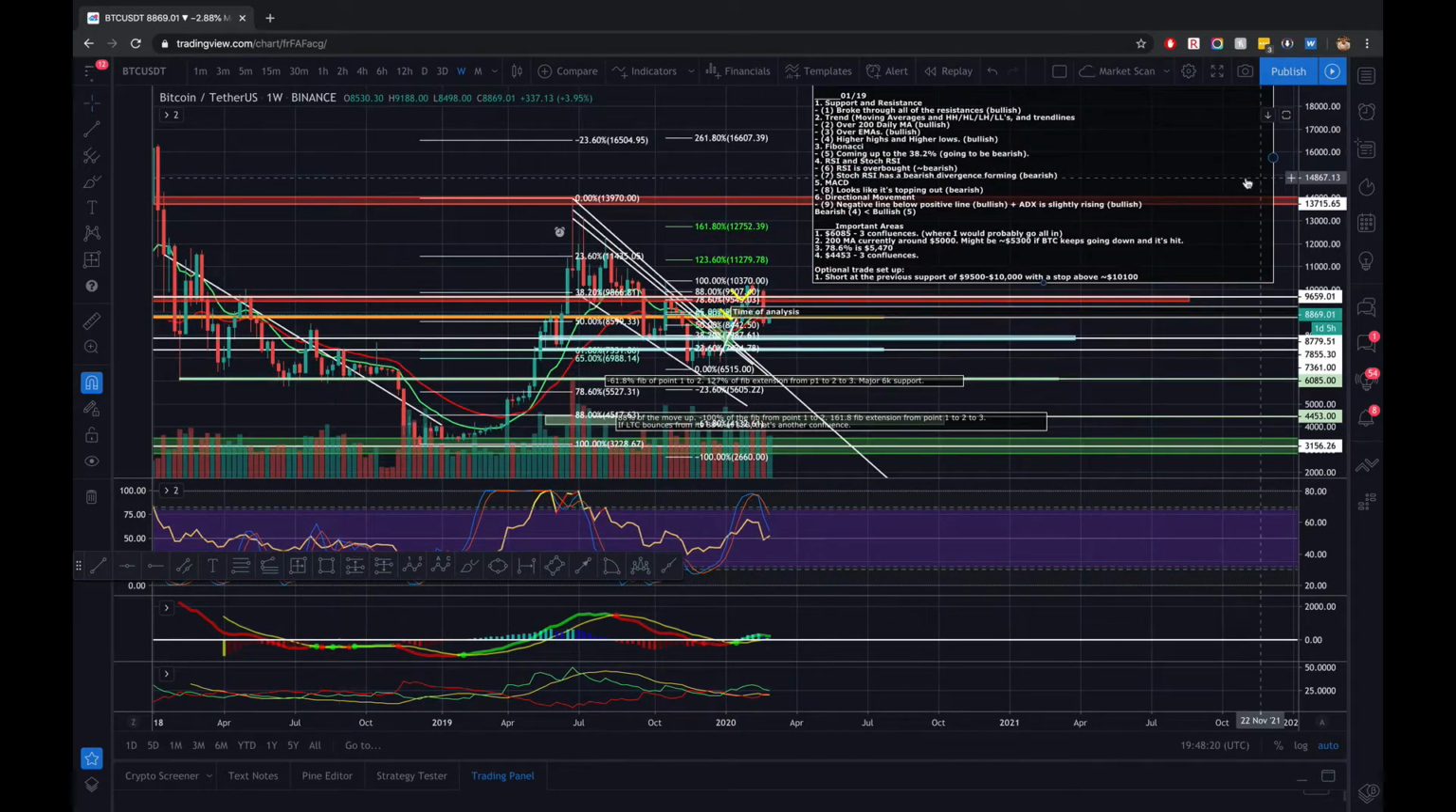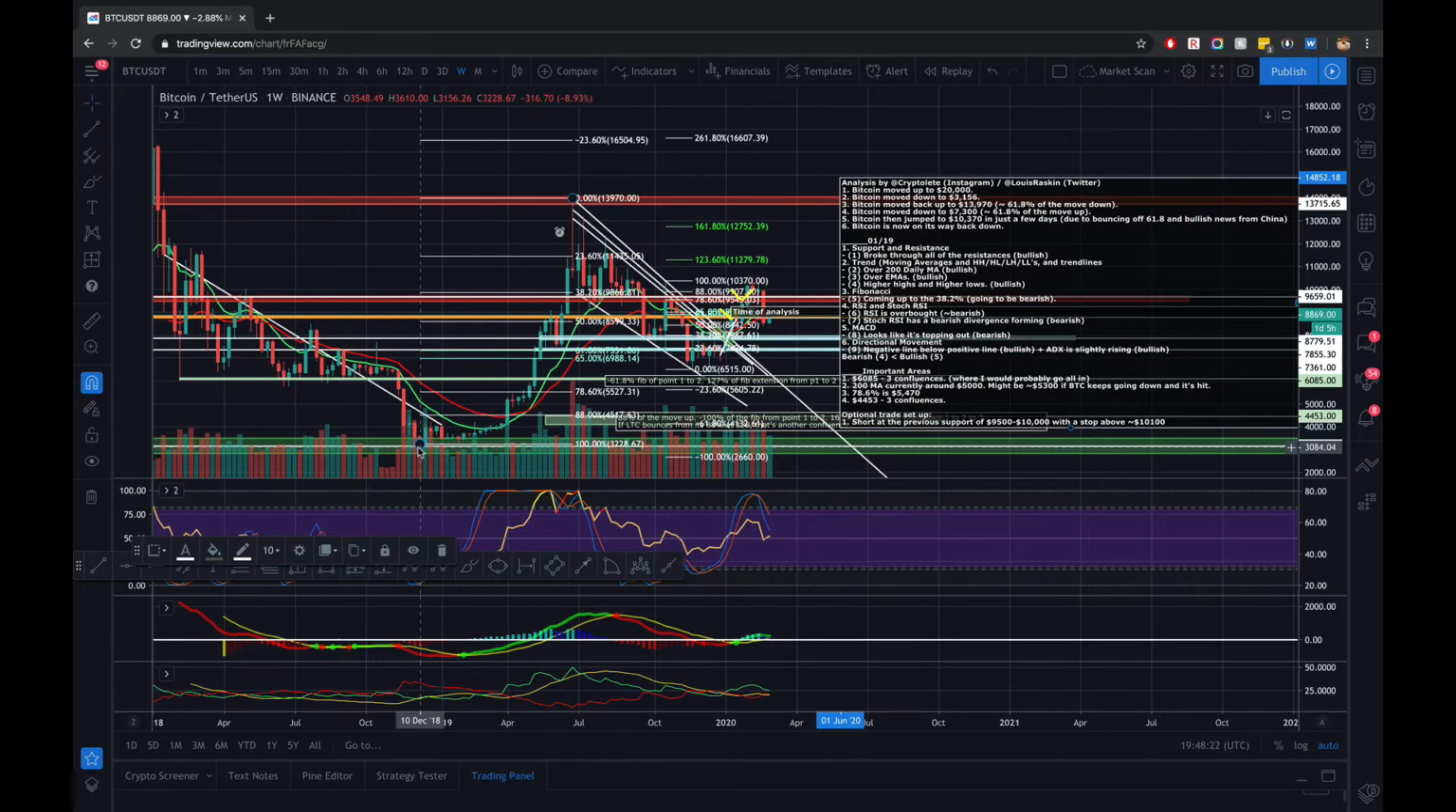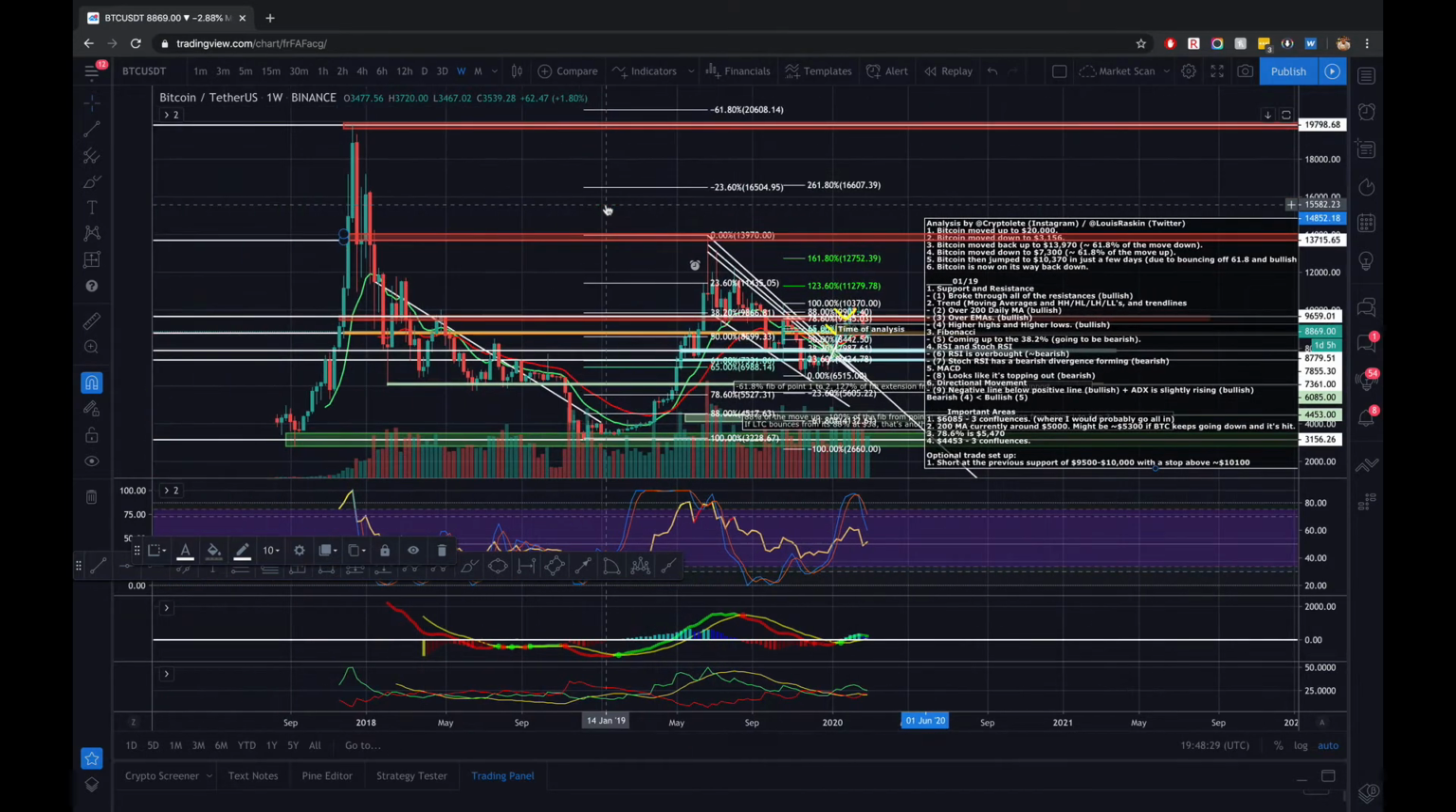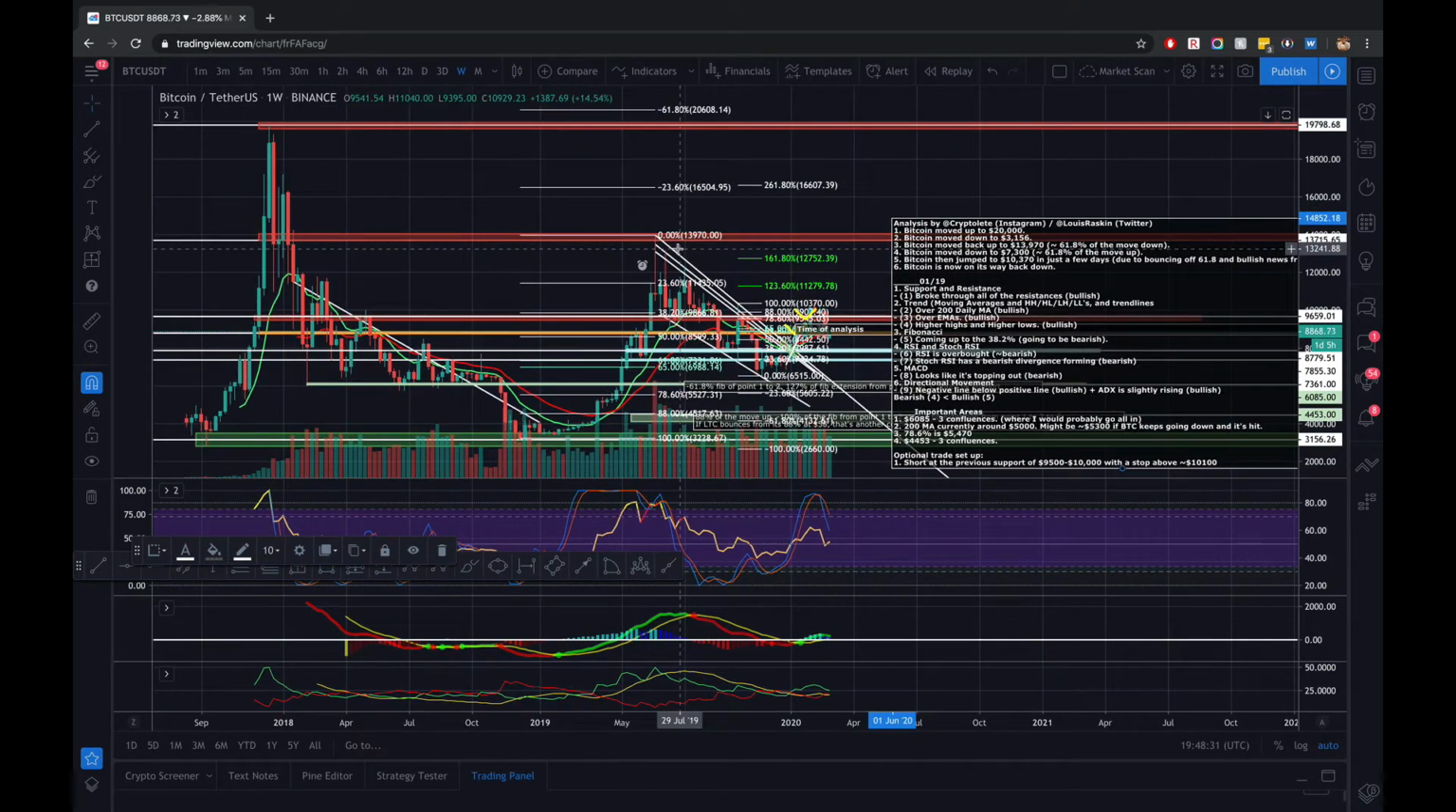It then moved up from the support all the way back up to just about 14,000. And if you were with me during that time, this is where I took profits, at 13,500. Very, very proud of that.